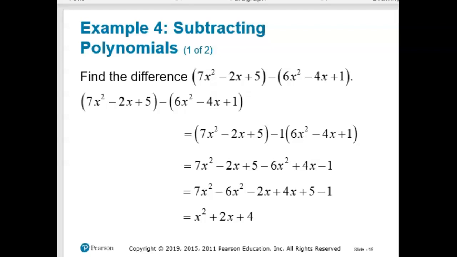entirely. You can think of it as multiplying by a negative 1. When you multiply by a negative 1, you can see that what happens is you change the sign of everything inside the parentheses. So what was positive 6x squared becomes negative 6x squared. Negative 1 times a negative 4 becomes a positive 4x, and a negative 1 times a positive 1 becomes a negative 1. Combine like terms to get the final answer of x squared plus 2x plus 4.